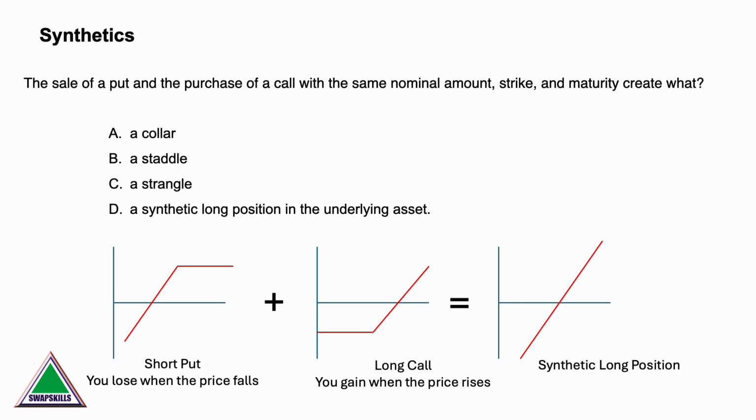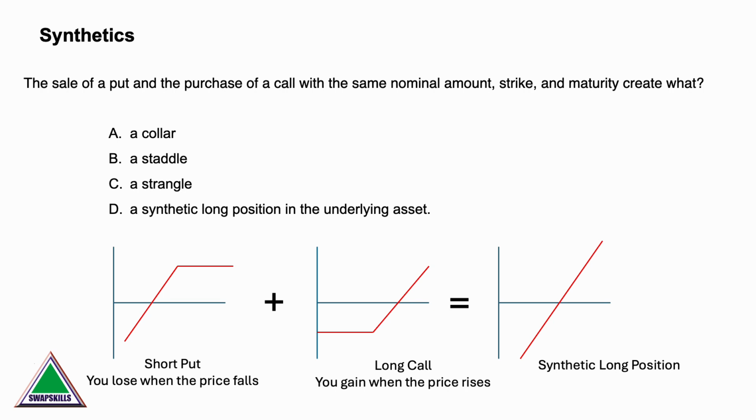Well, it's not a collar because with a collar, you buy a call, sell a put, or vice versa. So it's not that. Here, you've sold a put and bought a call with the same nominal amount. A collar is normally where the strikes will be different. It's not a straddle. That's where you buy a call and buy a put at the same strike, at the money forward typically, or it's where you sell a call and sell a put again at the same strike. It's not that. It's not a strangle. We looked at a strangle just now. It is in fact a synthetic long position in the underlying asset.